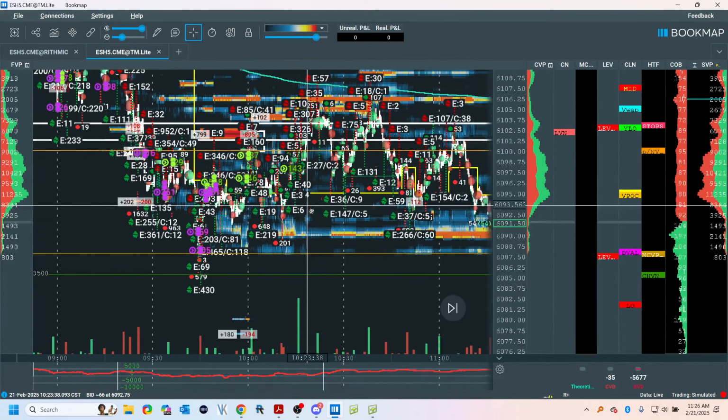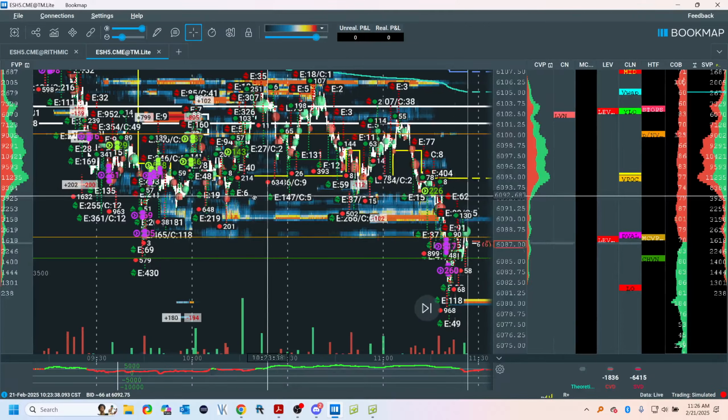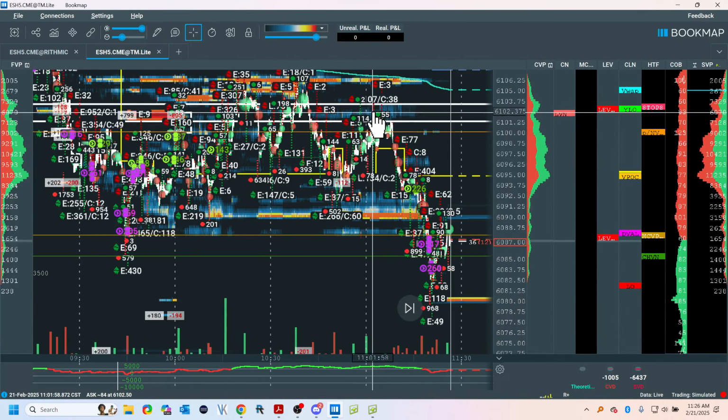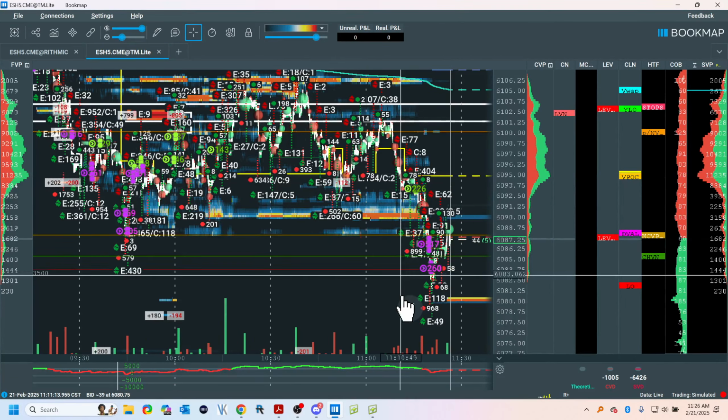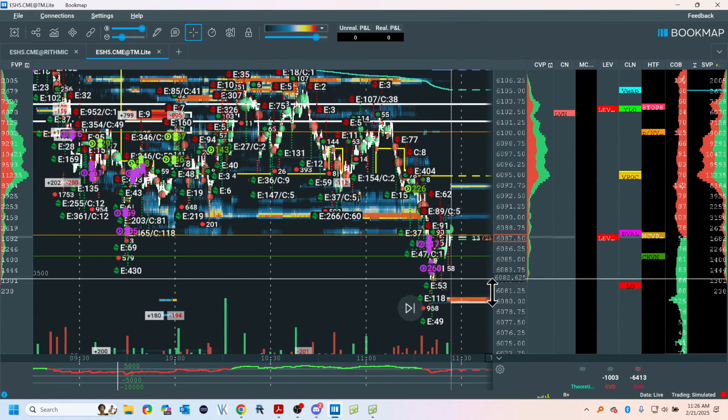I haven't seen any of this. Very nice. Still mean reversion. Look at this short here. Back to here. And then out the bottom. Now we're below this. That's amazing.